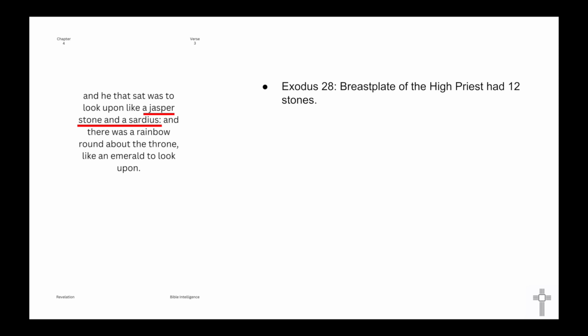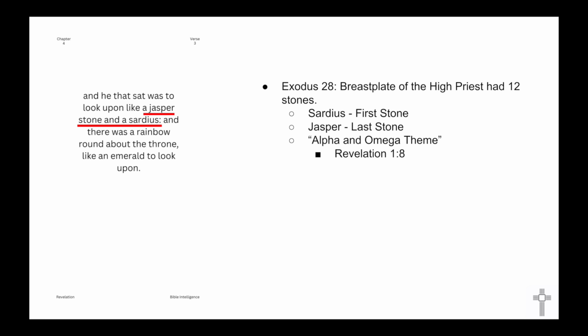Exodus 28, they talk about this breastplate of the high priest, and they had these 12 stones. And the sardius was the first stone, sometimes associated with Reuben, the firstborn, and jasper was the last stone, sometimes associated with Benjamin, the youngest child in the tribes of Israel. And so we've got these two stones that represent basically the first and the last, which kind of goes in with our whole theme of the Alpha and the Omega, which we learnt about in Revelations 1 verse 8.